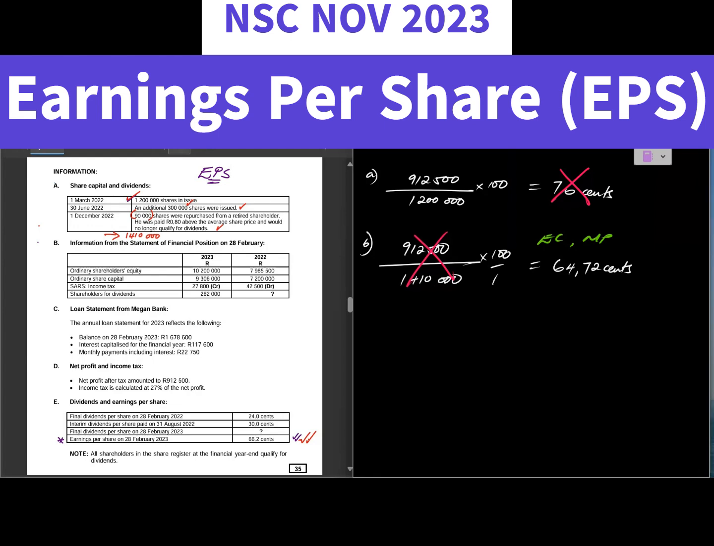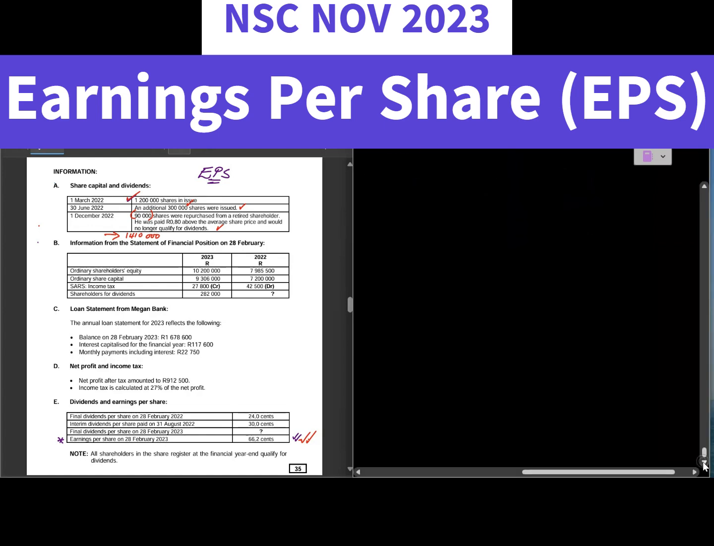All right, let's see if we try option C. Here is option C now. In option C, we're going to try and calculate the weighted average number of shares as the formula sheet prescribes us. So to calculate the weighted average number of shares now, what you say is you rely mostly on your dates.